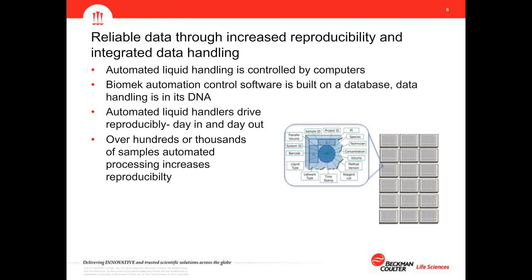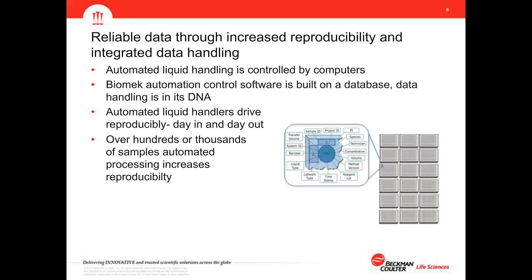Very important is also that the data you are generating in your experiments are reliable, that they actually do reflect biology rather than experimental conditions. So automation helps generate reliable data by increasing reproducibility, and it also helps by allowing for integrated data handling.